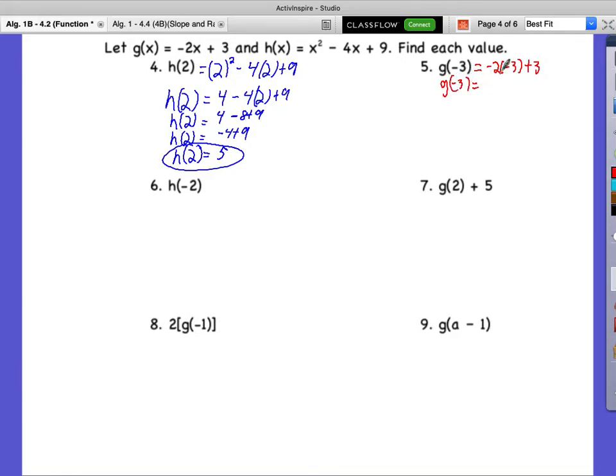Brady, what'd you get for your next step? What's -2 times -3? Yep, 6. And then Caden, what was 6 plus 3? 9. Yep, 9. So G of -3 ends up being 9. I want you guys to go do number 6 on your own, please.